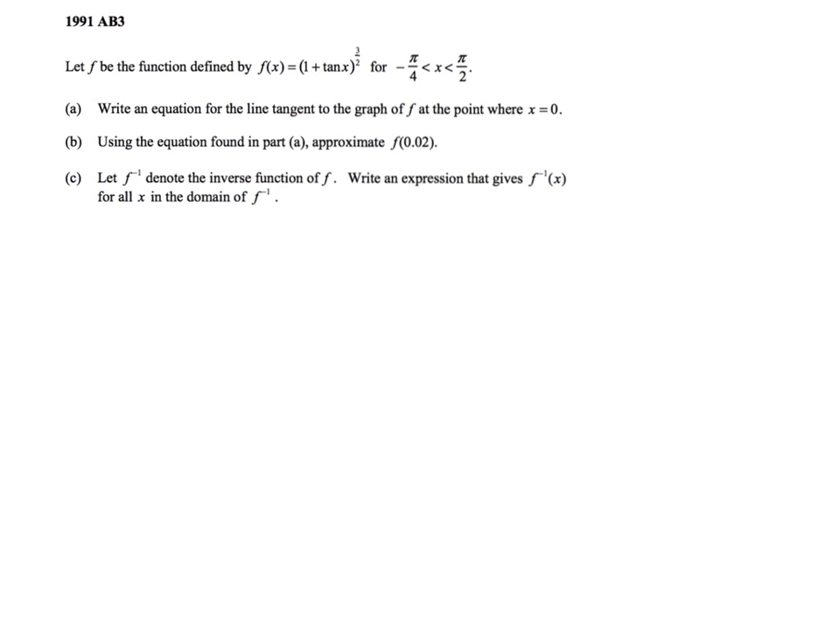Okay, for your response, 1991 AB3 says, let f be the function defined by f of x is equal to 1 plus tangent x to the 3/2 power, which is really the square root of that quantity cubed. And then it says for the interval from negative pi over 4 to pi over 2. So x has to be between negative pi over 4 and pi over 2 for this graph only. What you call this is called a domain restriction.